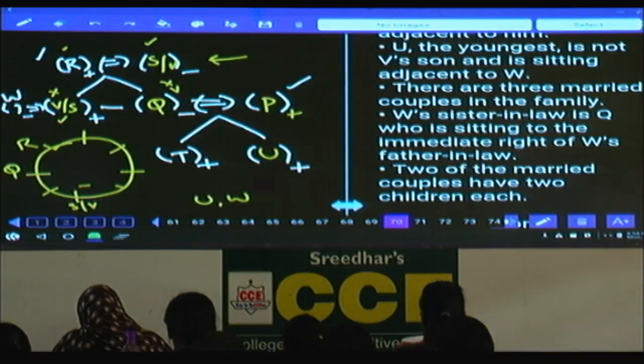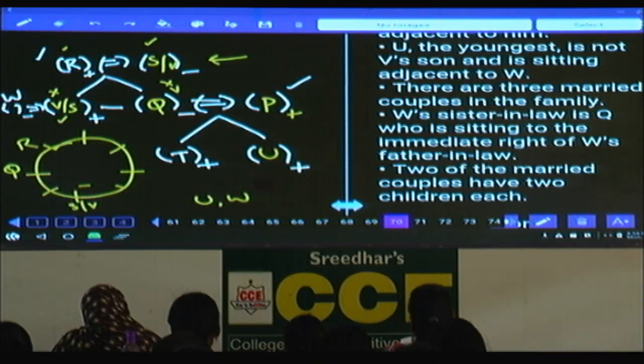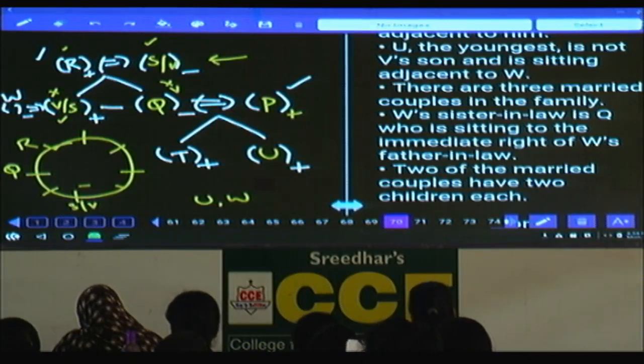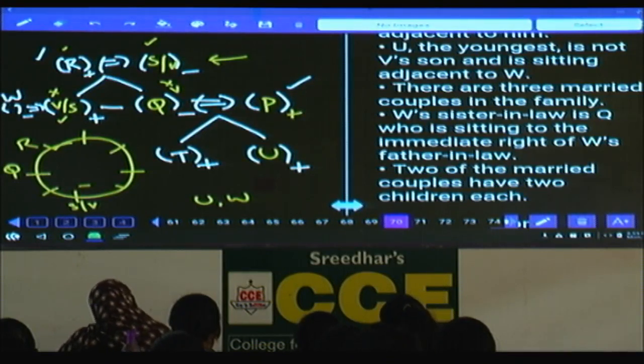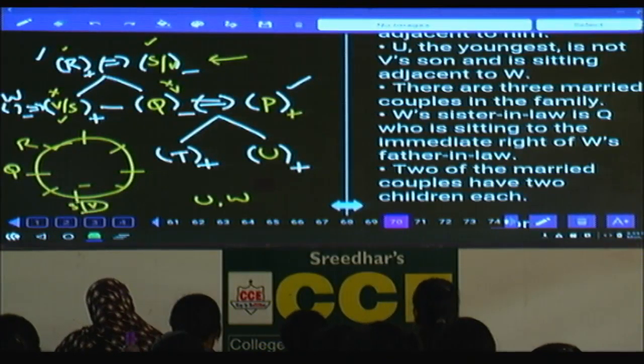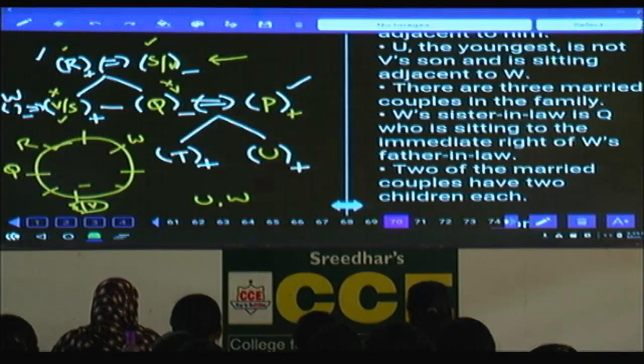R, who is eldest in the family, is sitting third to the left of his wife. W is the wife of T's maternal uncle and is sitting 3 places from V. Now W is seated 3 places from V, isn't it? If you take V at this place, if V is here, 1, 2, 3, W must be at this place.